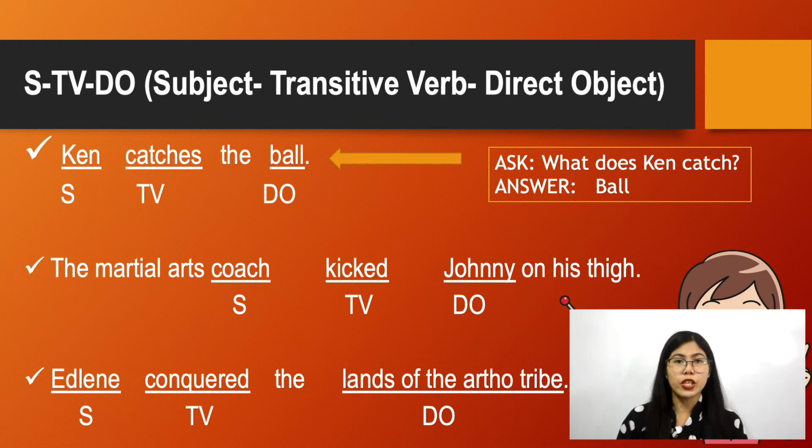Next, the martial arts coach kicked Johnny on his thigh. The subject here is the coach because he's the one who kicked Johnny. And the transitive verb is the word kicked because it is an action word. And the name Johnny is the direct object because it is a noun and answers the question who. Who was kicked by the coach? The answer is Johnny. So it is correct that it is our direct object.